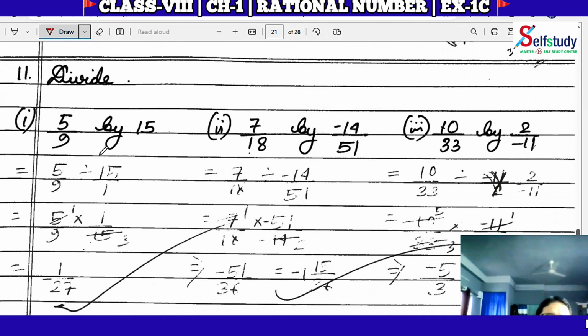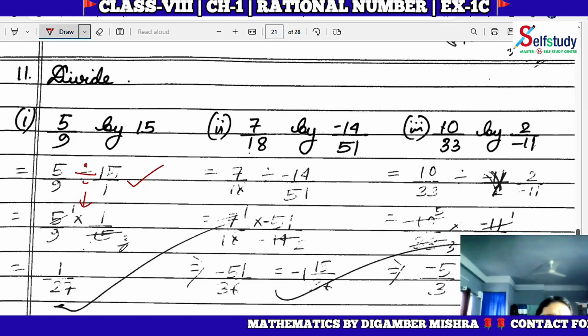Now the next one, divide. 5 by 9 divided by 15. So 15 can be written as 15 upon 1. And in division, we need to change this division sign. And here also once again you make a mistake. When you change this division into multiplication, few of you write the reciprocal of the wrong number, which gives you a wrong answer. So children, you need to write the reciprocal of the number which is after the division sign. So 5 upon 9 into 1 upon 15, and then you reduce it, the answer will be 1 upon 27. There is no minus sign in the question, so there is no minus.